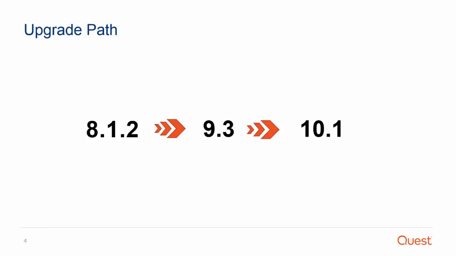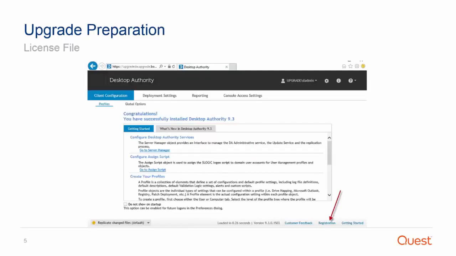Other than downloading the files and running the upgrade, there are a few things you can do in preparation that will help minimize any issues that come up during the upgrade. When preparing for the upgrade, the first thing to do is verify your Desktop Authority license. Make sure you have a current copy of the Register INI in case it needs to be re-imported. To view your current license status or to import a new license, click the registration link at the bottom right-hand corner of the Desktop Authority console. This will show the current license information.